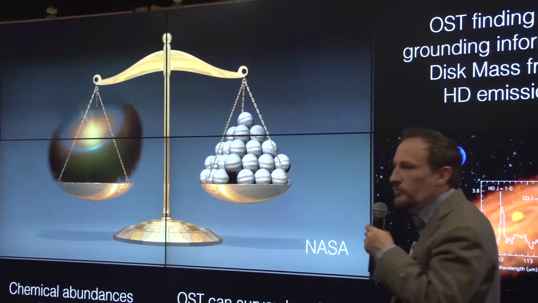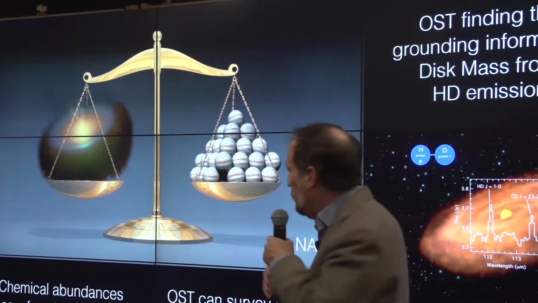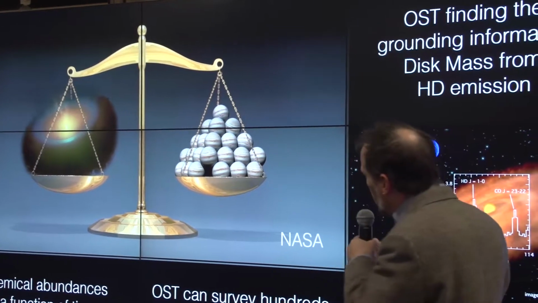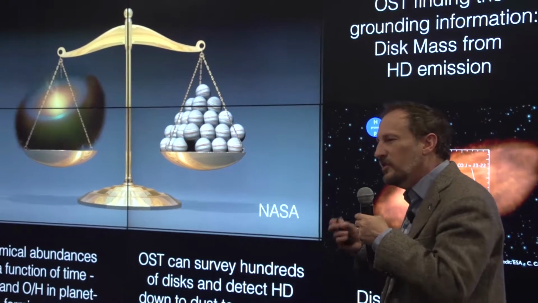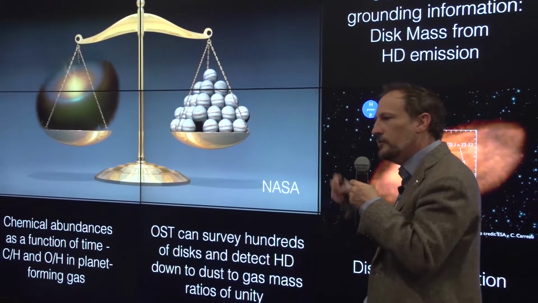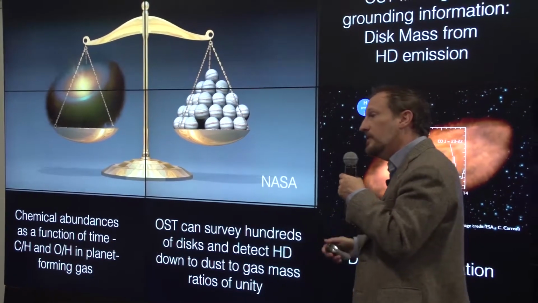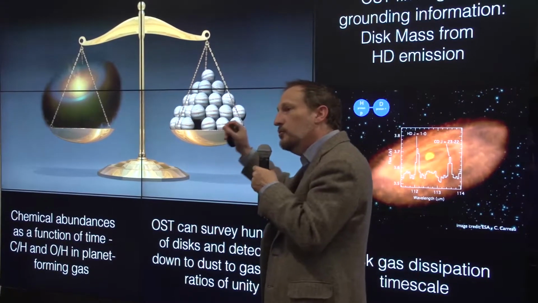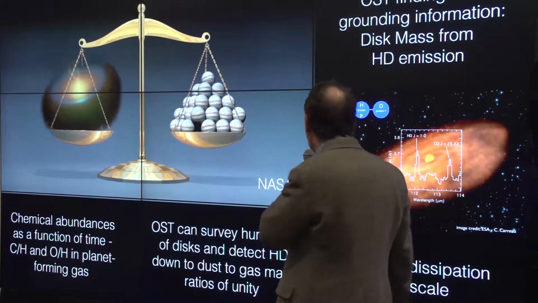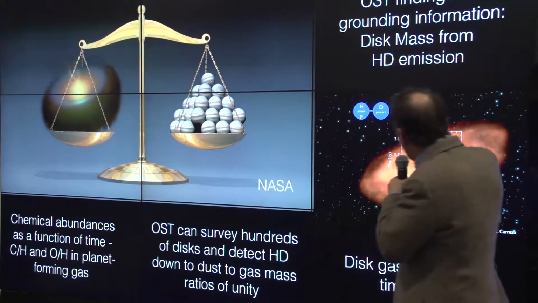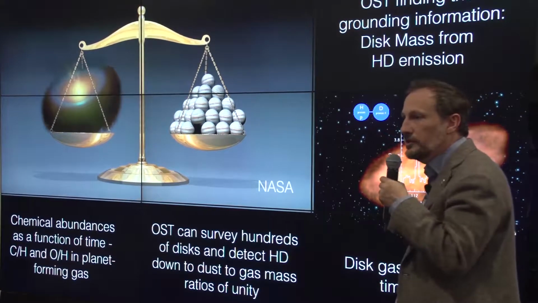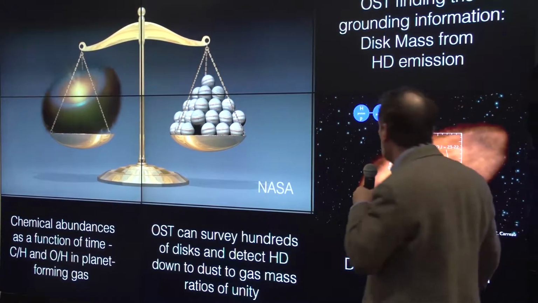And we can then determine chemical abundance as a function of evolutionary state. With OST, we will have the sensitivity to survey hundreds of systems across spectral type and ages and really trace both total content and the evolution of the total gas content with time. And HD was first detected with the Herschel Space Telescope in 2013.